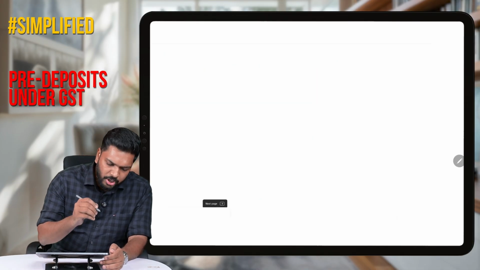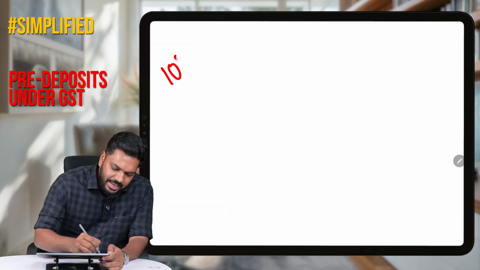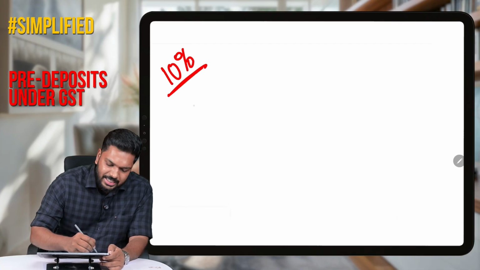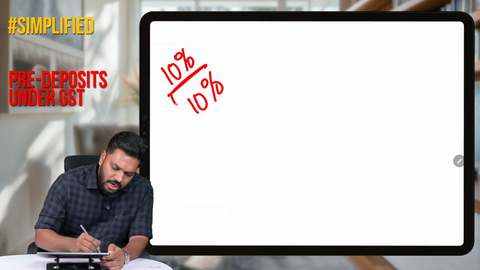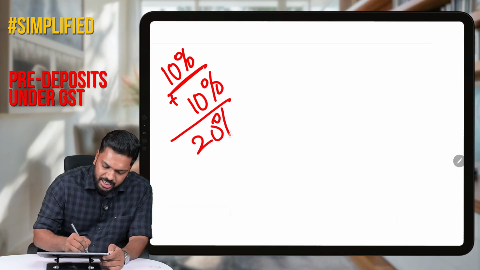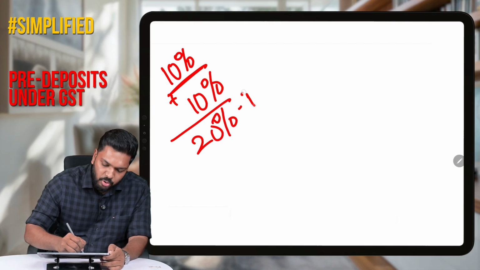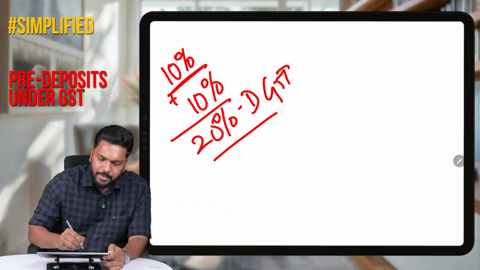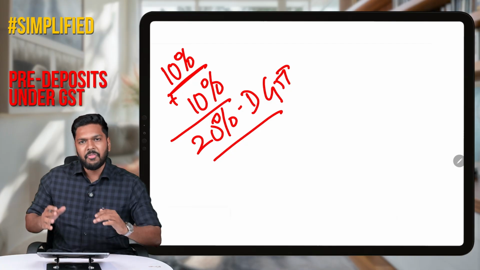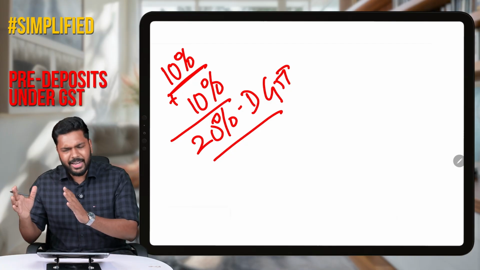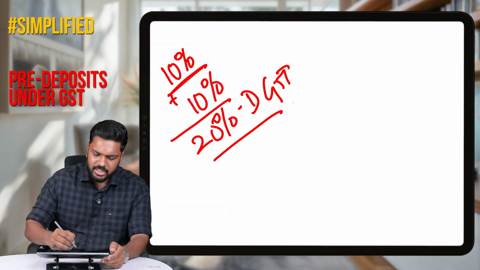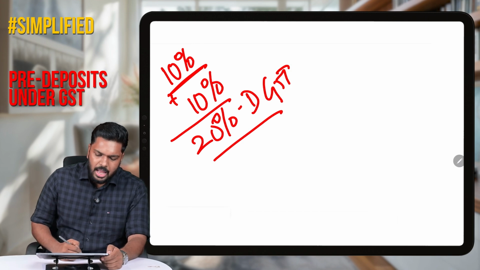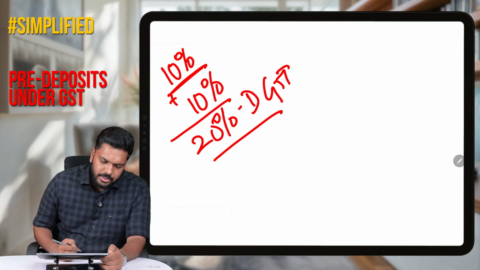So to conclude, there is 10% in the first level and 10% in the second level. So a combined 20% is a pre-deposit of the disputed GST liability that you have to pay to the department before you go for an appeal and finally when you have to be heard before the GST Appellate Tribunal.